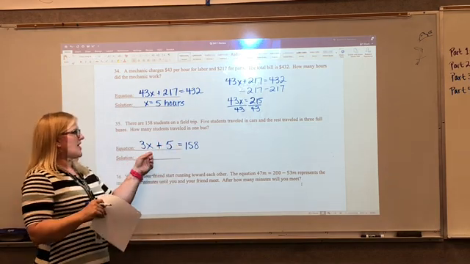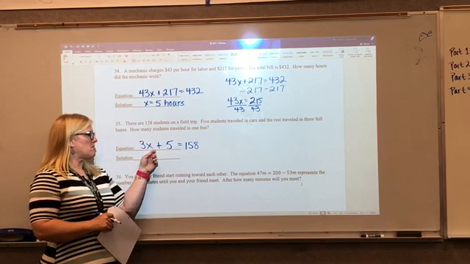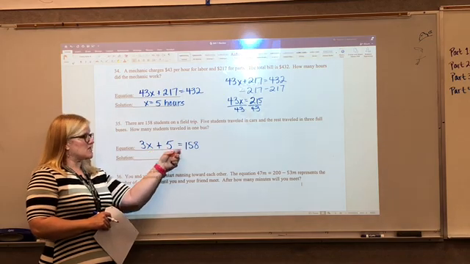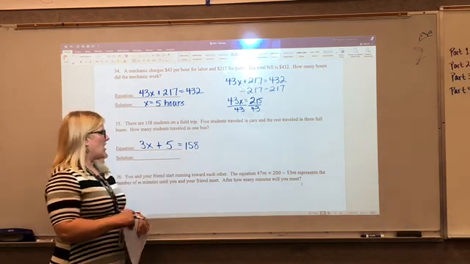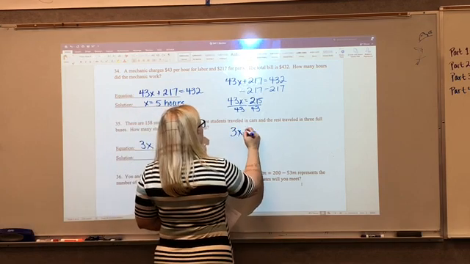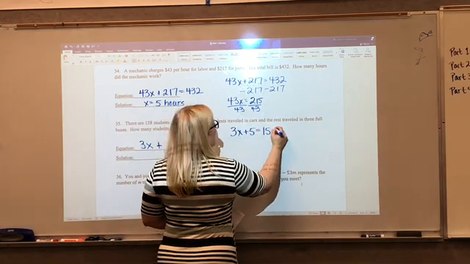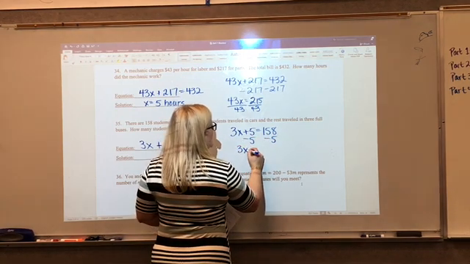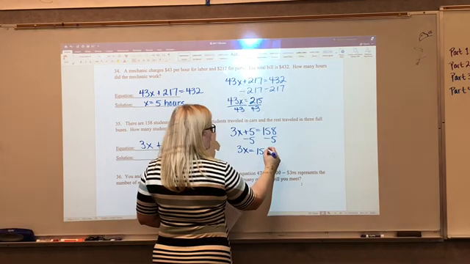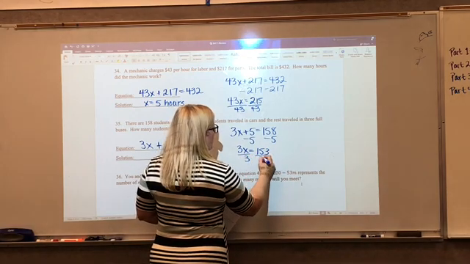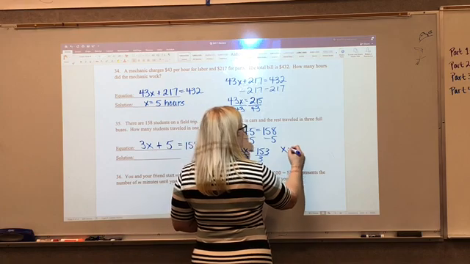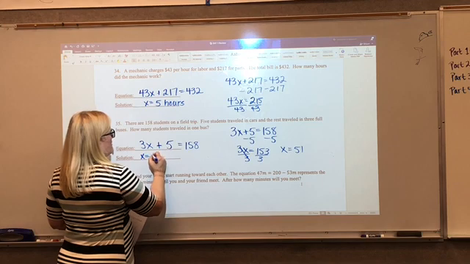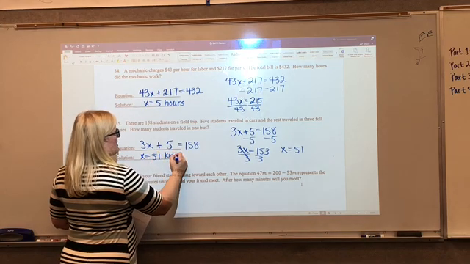Okay, so I have 3x plus 5 equals 158. Here's my bus, 3 times, I don't know how many kids. Then the 5 kids in the cars equals all my kids total. So 3x plus 5 equals 158. Subtract 5 from both sides. I have 3x equals 153. Divide both sides by 3, and I get 51. So there are 51 kids in each of the buses.